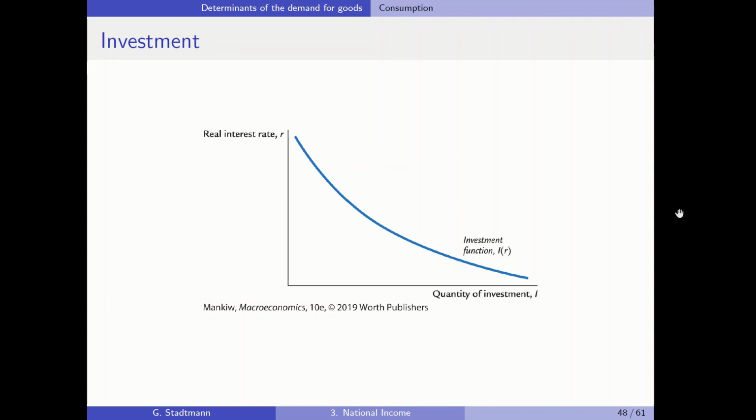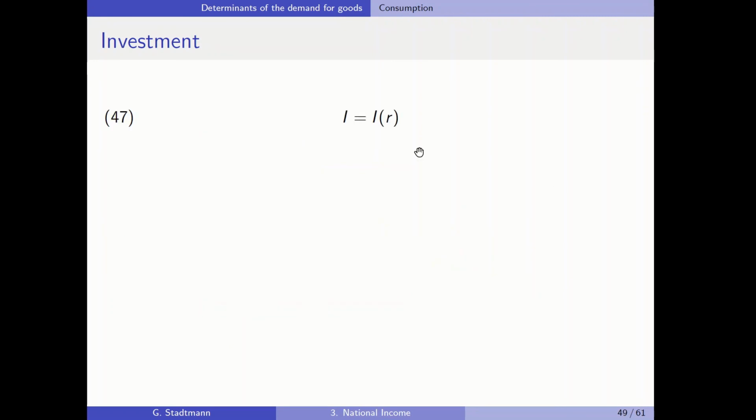So let's have a look at the equations. The investment function depends on the real interest rate. There is one numerical example in one of the assignment questions in the textbook, page 77. So I is equal to 1,200 minus 100 times R.